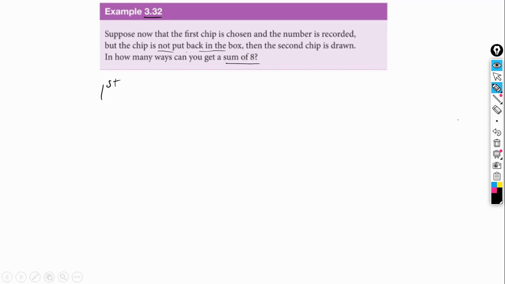So let's take a look at it. If this is the first chip and this is the second, you could draw out a 1 and then a 7, a 2 and then a 6, a 3 and then a 5. But not 4 and 4, because the chip is not put back into the box as it says here. Then we would have 5, 3, 6, 2, and 7, 1. Therefore, there would be 6 different ways in which we could get the sum of 8.